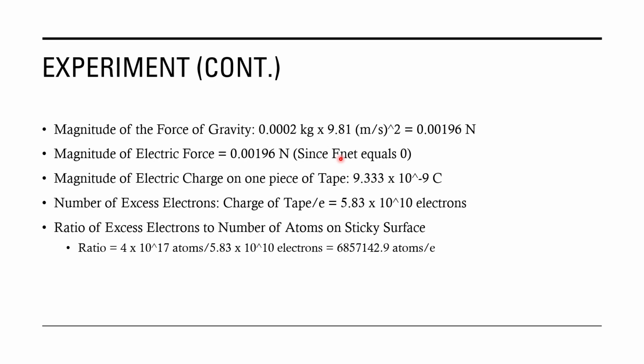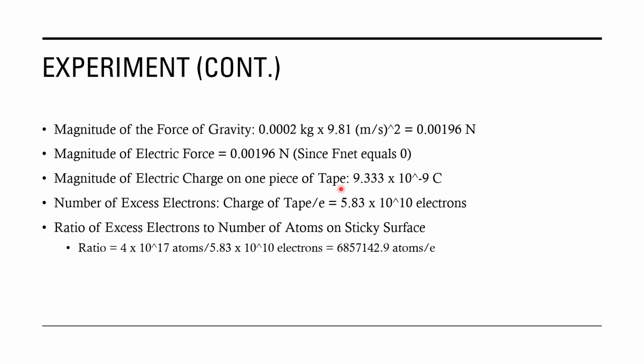Okay, now with all those numbers, we calculate the magnitude of the force of gravity, which was this, and since when you hold the pieces of tape together, they are stationary in the air, F net would equal 0 since there's no acceleration. So then that means that the magnitude of the electric force is the same as the magnitude of the force of gravity. So with this, I can set this equal to Coulomb's law, plug in the known constants and values, and then solve for Q, which is the charge, and then we get that the magnitude of the electric charge on one piece of tape is 9.333 times 10 to the negative 9 coulombs.